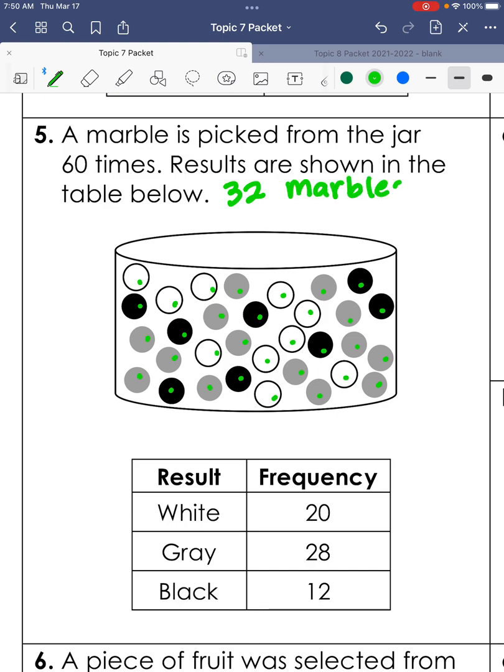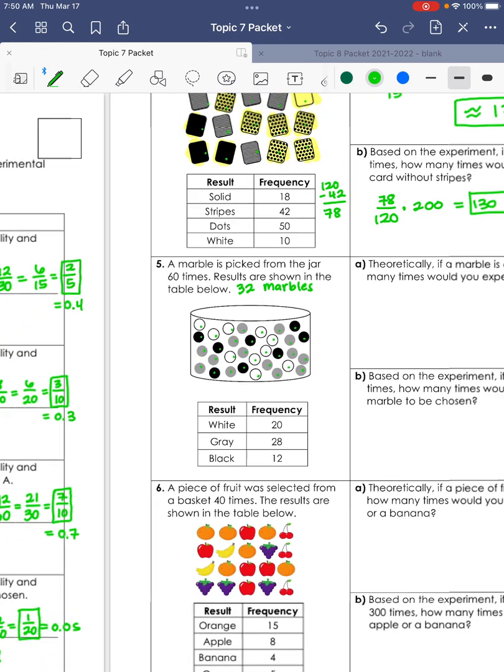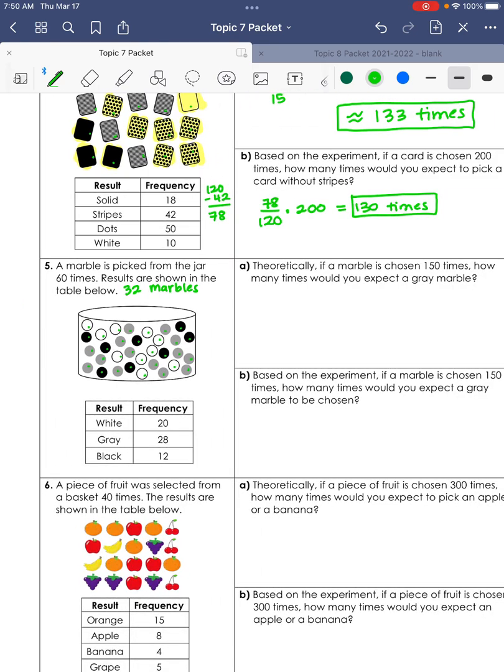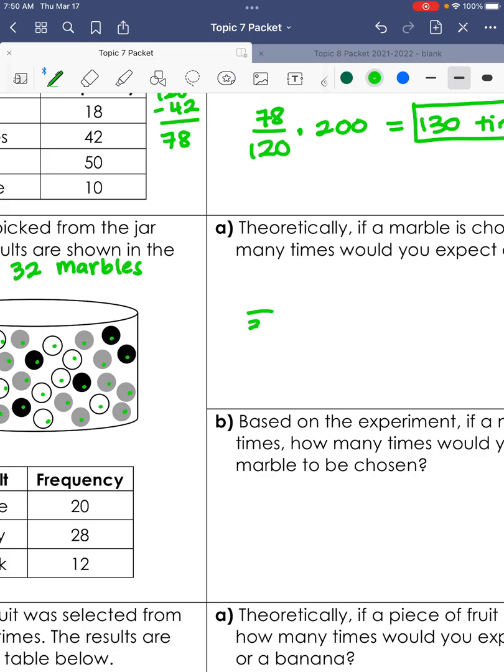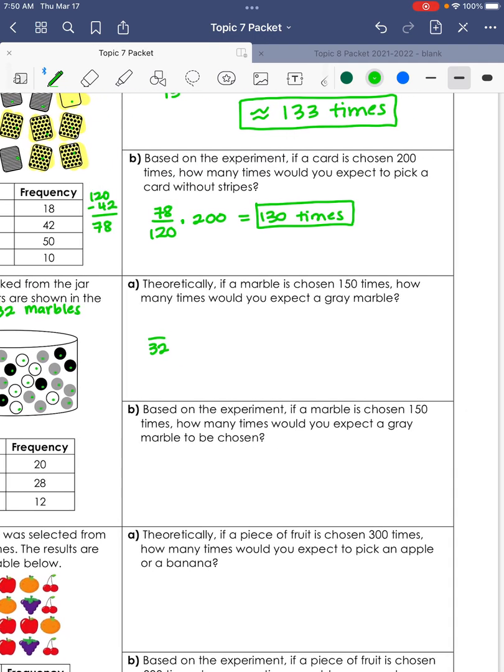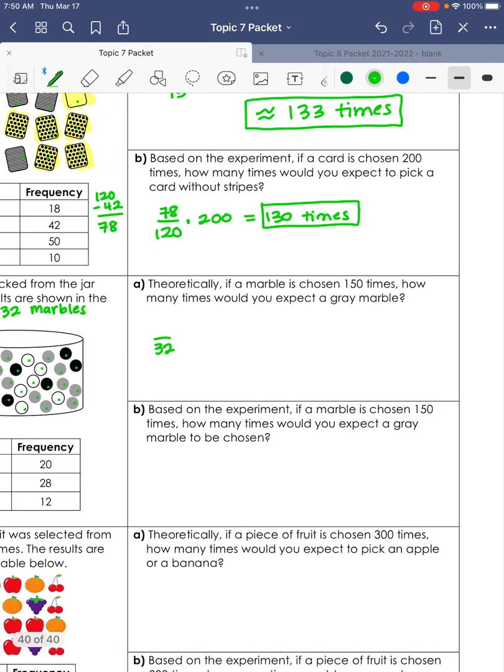So there are 32 total marbles, okay? So that's going to be my number of total outcomes. It's going to be my denominator in my theoretical probability, okay? So I'm going to have something out of 32. Now, theoretically, if a marble is chosen 150 times, how many times would you expect a gray marble?